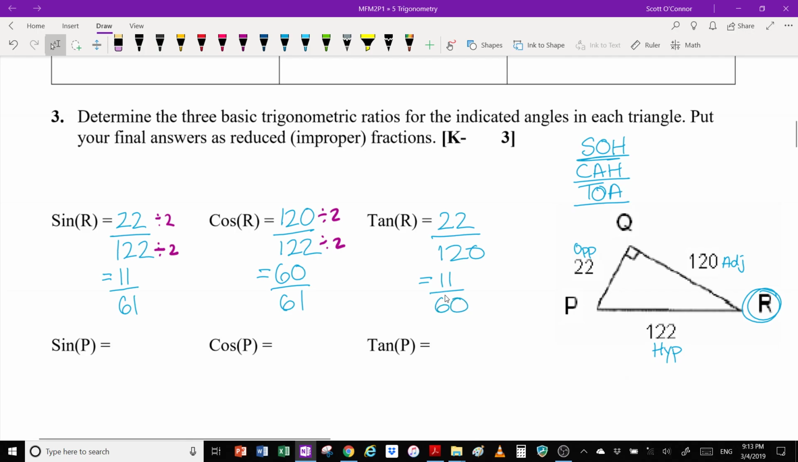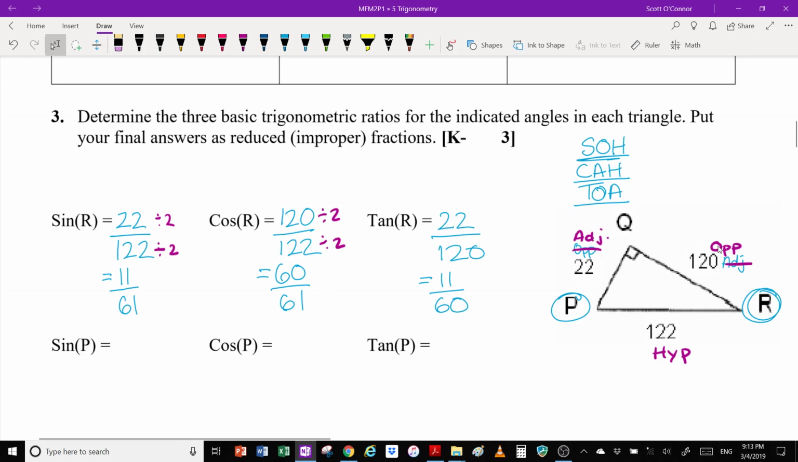All right, so now I'm going to do sin p. Now I'm looking from p as my reference point. That means I'm going to have to change all of these because now my perspective has changed. And when my perspective has changed, the one that stays the same, as we've discussed, is going to be the hypotenuse. But this now is going to become the adjacent. And this over here is now going to become the opposite.